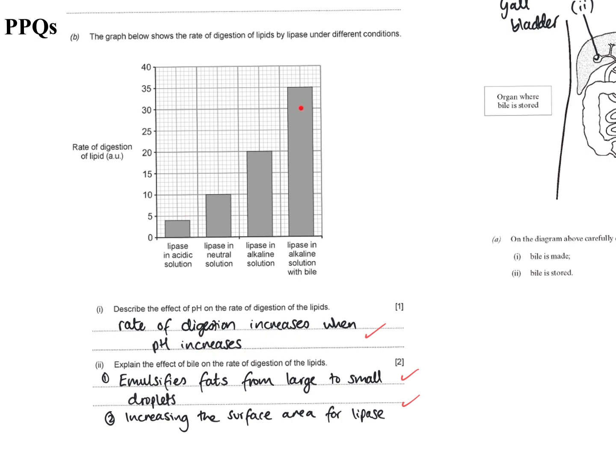And we can see that as we go up, a higher pH with alkaline solutions is a higher rate of digestion of lipid. Explain the effect of bile on the rate of digestion of these lipids. So 2 marks here. The first mark saying it emulsifies fats from large to small droplets, and the second mark increasing the surface area for lipase to act.